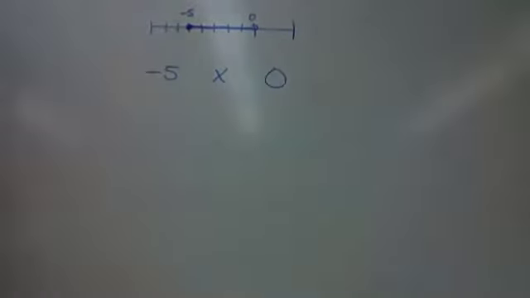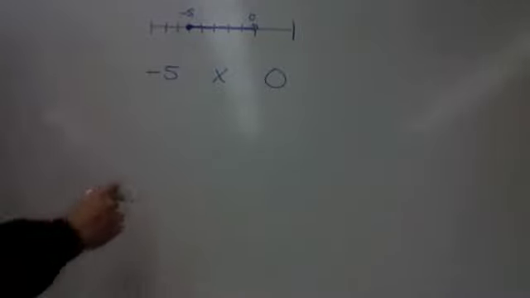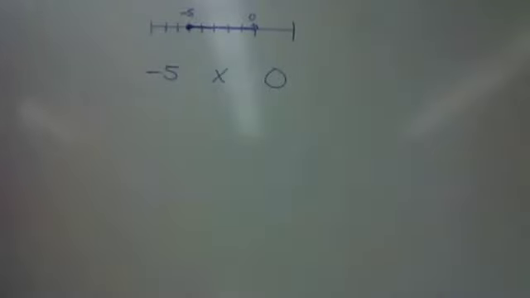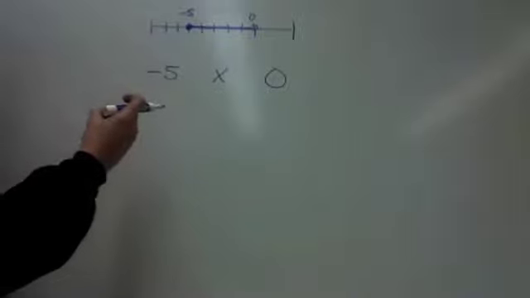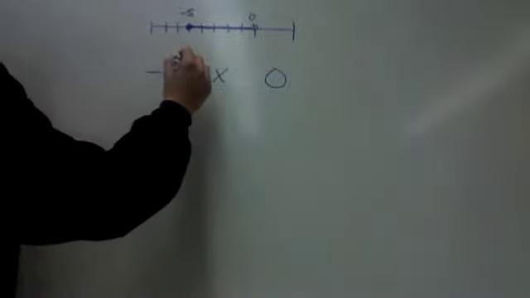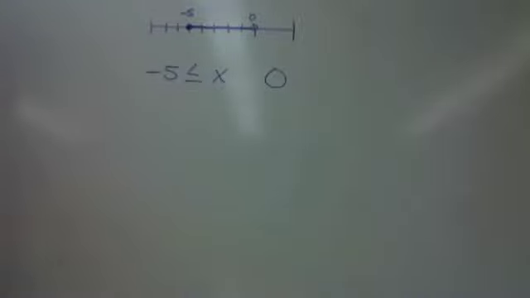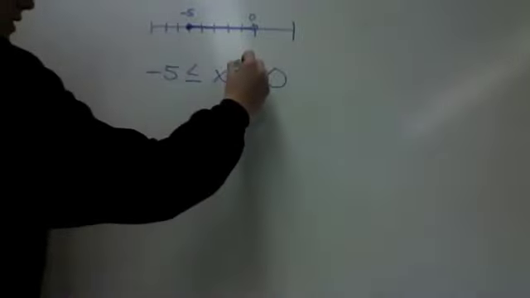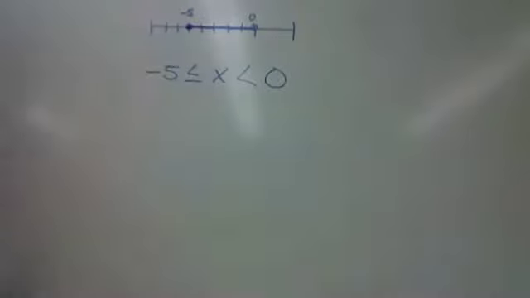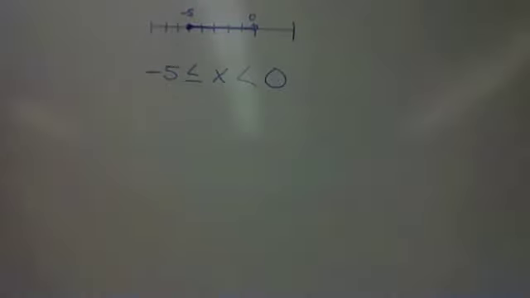So now all we have to do is just fill in whether it's less than or equal to or less than. So since we have a colored in circle, we know it's going to enclose or encase -5. So we know it's going to be less than or equal to -5. And then since this is an open circle, it's simply going to be less than. So this graph shows -5 is less than or equal to x, which is less than 0.